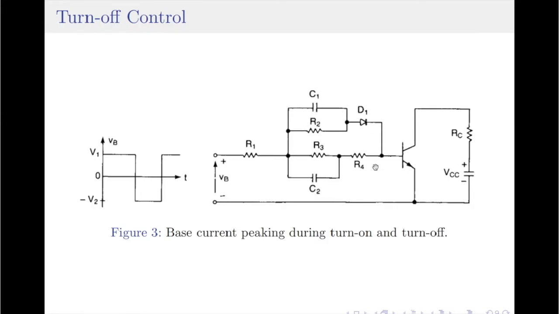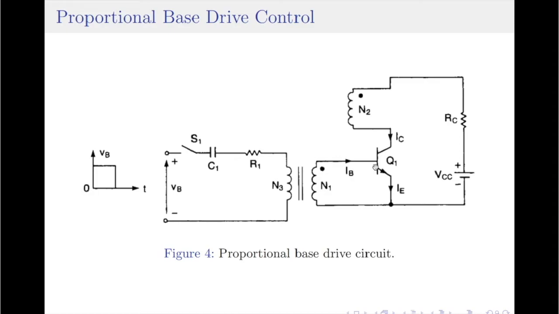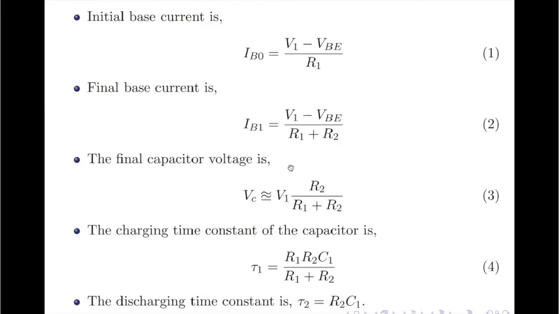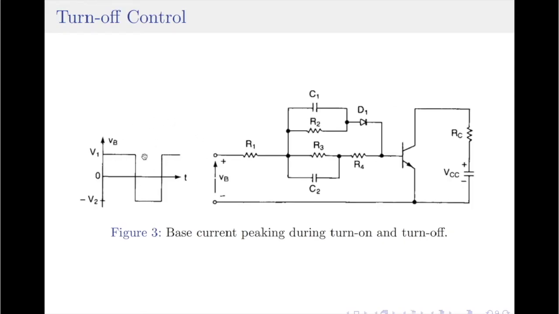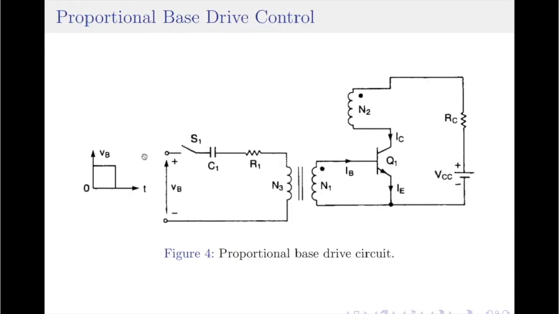The third base drive control is the proportional base drive control. You should note both of the previously discussed base drive controls are constant base drive controls. When I say constant base drive, if you look at the input voltage waveforms, they are continuous waveforms. Therefore, for these techniques, if there is a change in the load current, the base current does not change. The solution for this condition is the proportional base drive control.